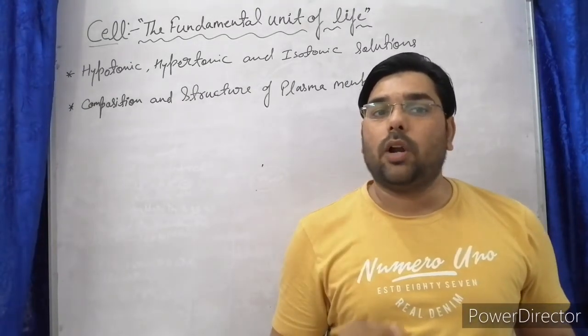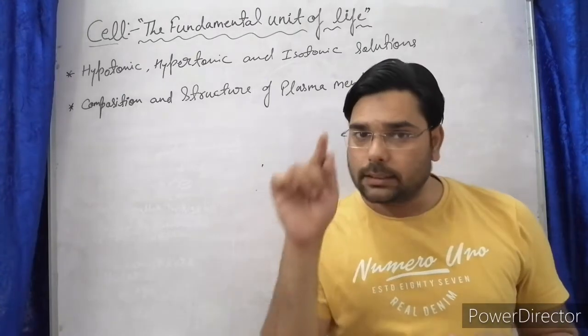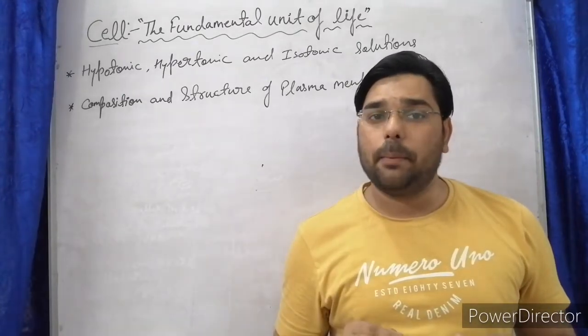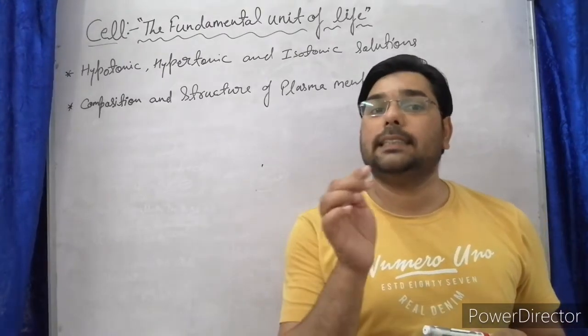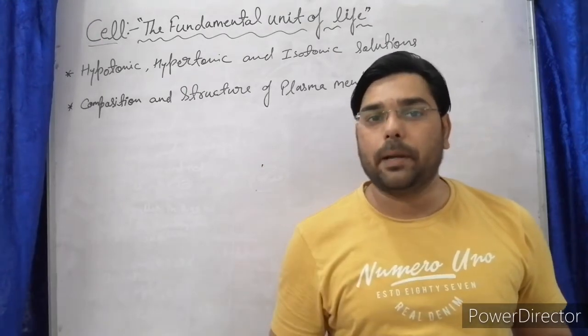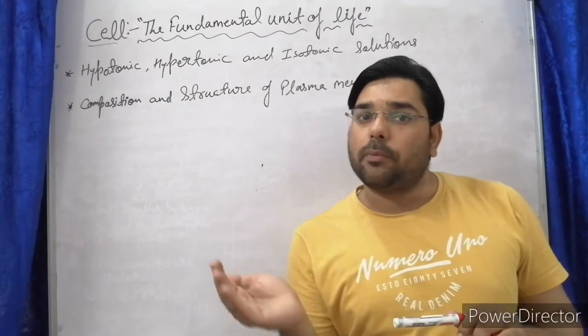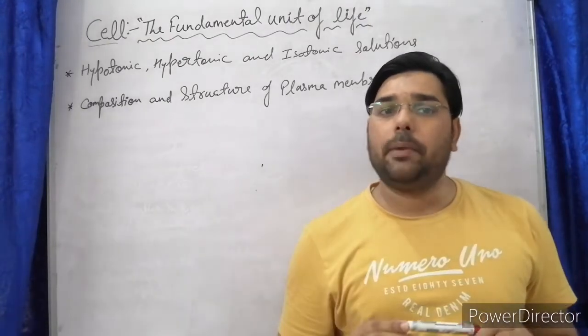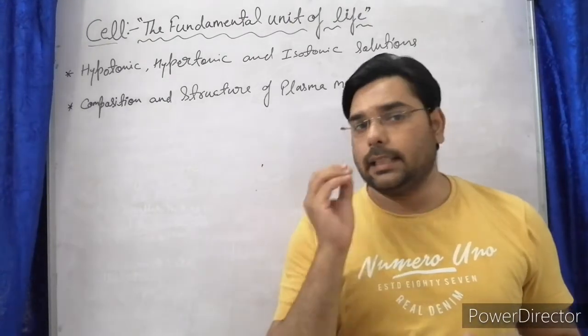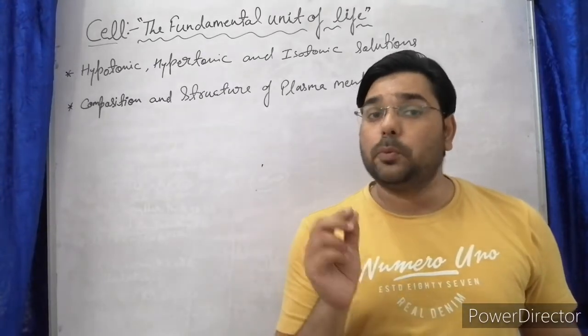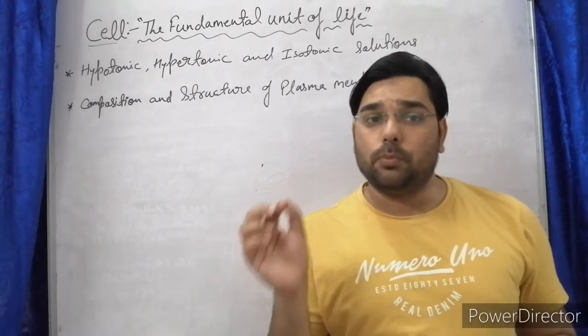This process is called endoosmosis, because the cell is surrounded by the plasma membrane, and the plasma membrane is a semi-permeable or selectively permeable membrane. It is also called the cell membrane. So water from the surrounding crosses the cell membrane and goes into the cell, and the cell will ultimately swell. This process is called endoosmosis.